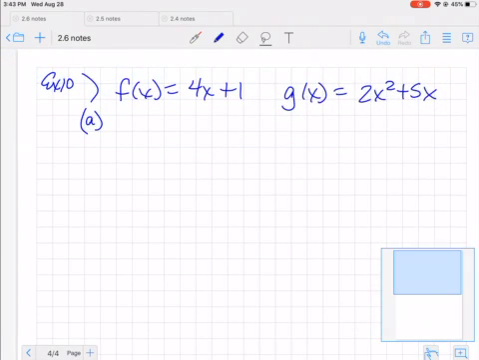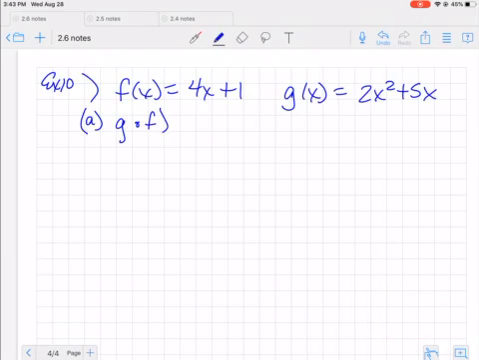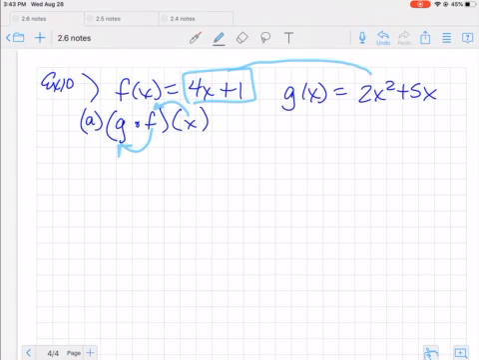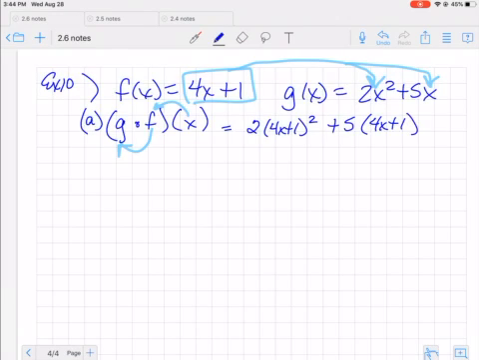Okay. So g of f of x. So the first thing I want to do is take my f of x function here and plug that into my g of x function. When that happens, you're going to sub it into every x that is in that g of x function. And then we're going to simplify. So this is going to be 2 times 4x plus 1 squared plus 5 times 4x plus 1.